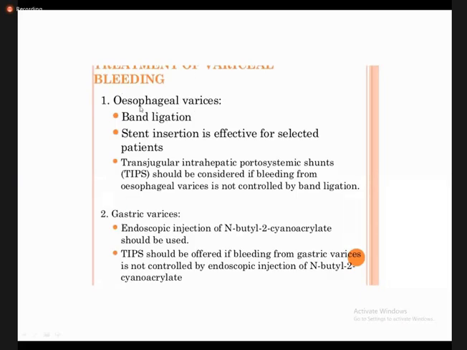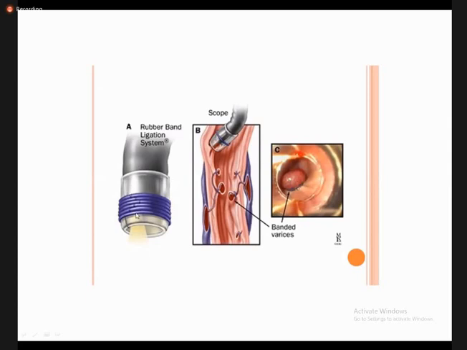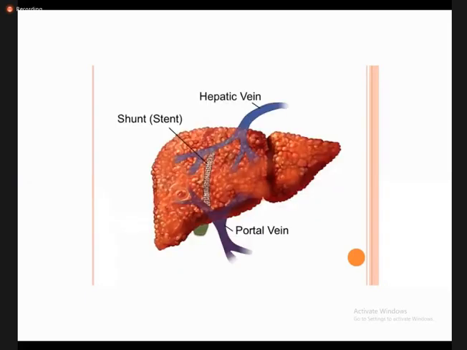So in esophageal varices, you have to do the endoscopy, identify the varices, and do the band ligation. This is the band ligator which we commonly use. These are the bands. These bands suck the varix, as you can see in this picture, and then the portal pressure is reduced, it mechanically occludes the vessel and then the bleeding is stopped.